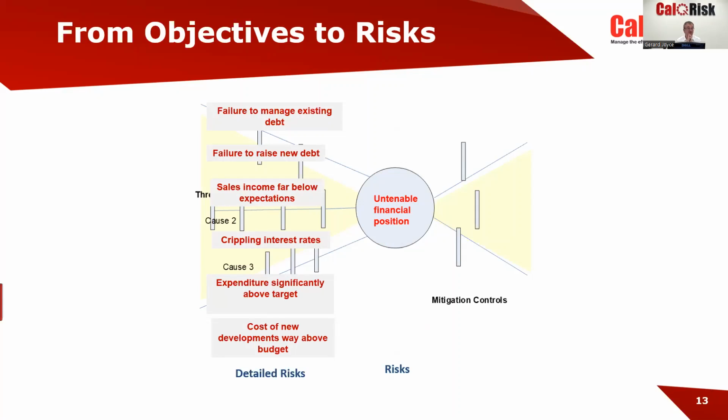If I move the knot further to the left, I would have maybe 6 risks feeding into that. Failure to manage the existing debt, failure to raise new debt. If sales income is far below expectations or interest rates have gone through the roof, or your expenditure is significantly above target. And all of these are feeding into that untenable financial position. They're, if you like, the causes of that.